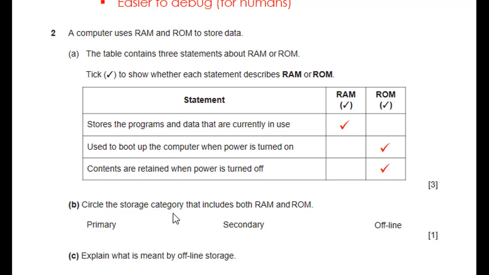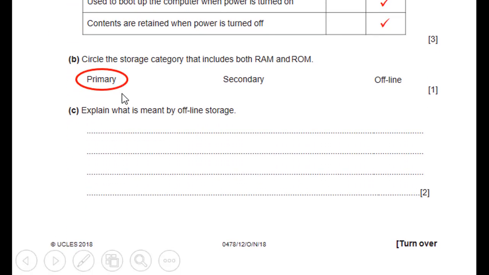So now we need to think about the category which includes RAM and ROM. Is it primary storage, secondary storage, or offline storage? RAM and ROM are primary storage. The computer will not function without the RAM and ROM. Therefore, it's primary memory or primary storage.